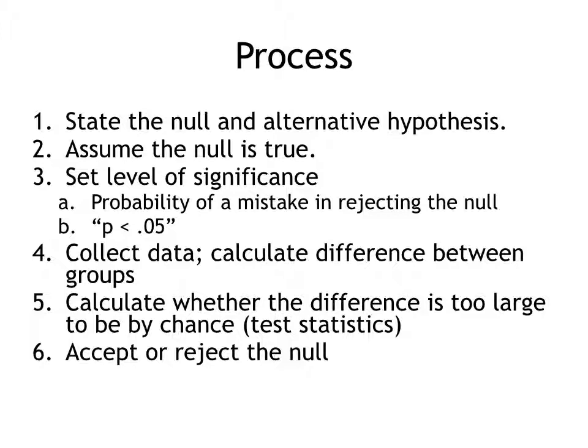Then you collect the data and you calculate all the differences between the groups, and I'm really simplifying this, and then you calculate whether that difference is too large to be by chance. And that's where you come up with what's called a test statistic, and I'm going to show you that in a minute. And then you can either accept or reject the null based on your evidence. You never accept or reject the alternative hypothesis. All you do is come up with evidence about the null hypothesis.